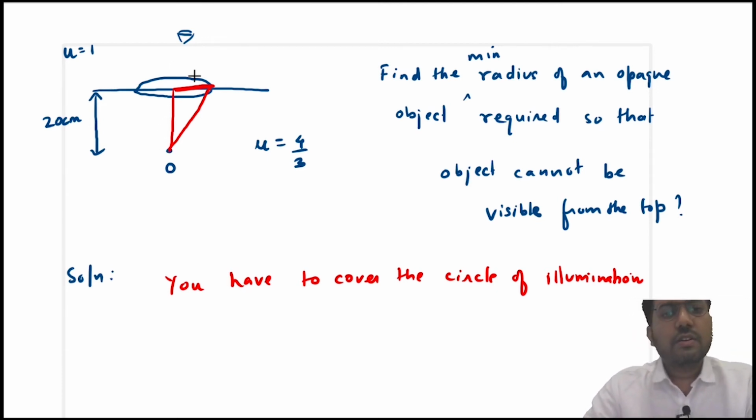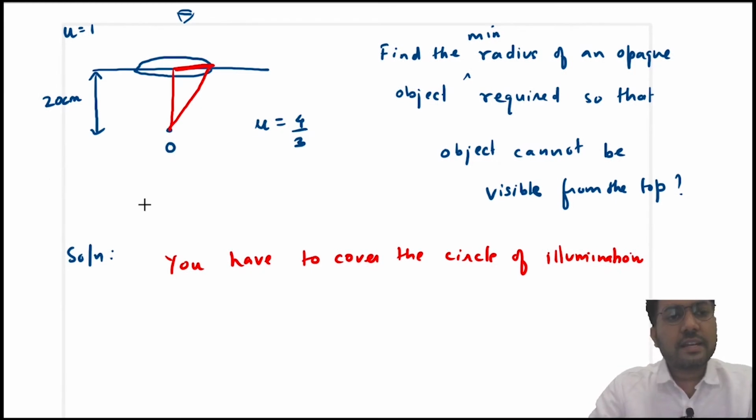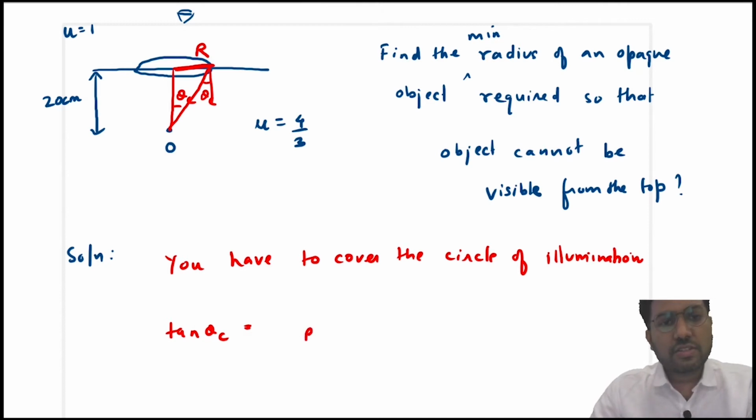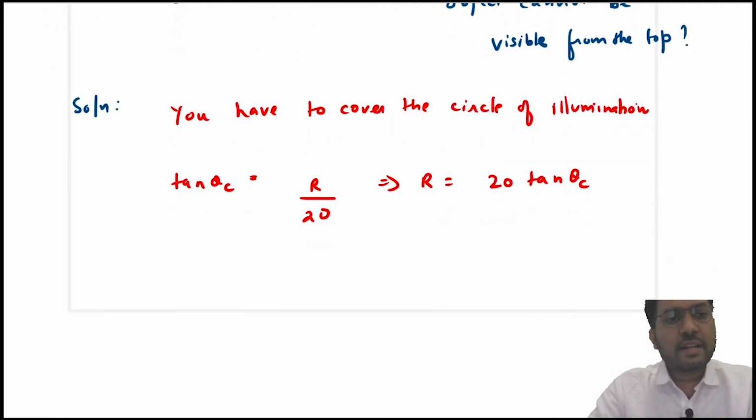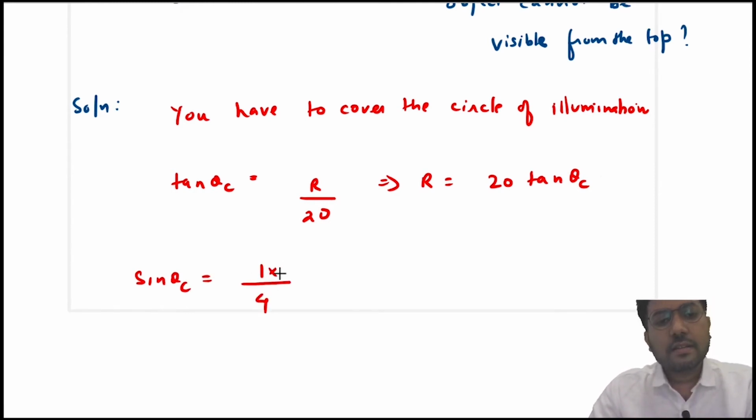Okay, so you have already seen that the radius r can be found out using this angle theta c. So you will write tan theta c is equal to r by h. So r by 20, so that means r is equal to 20 tan theta c. Now sin theta c is mu rarer by mu denser. So sin theta c is mu rarer, this time 1, and mu denser is 4 by 3, right? So from this you have got the value of sin theta c.